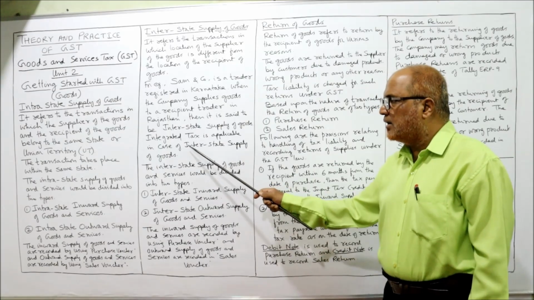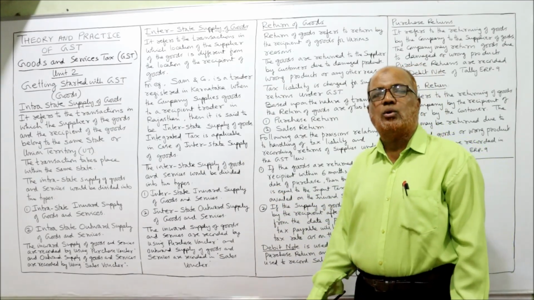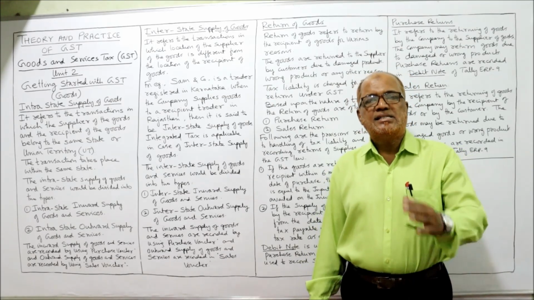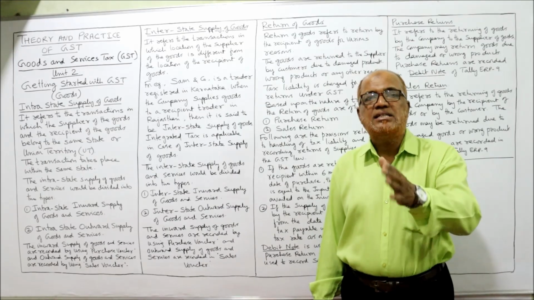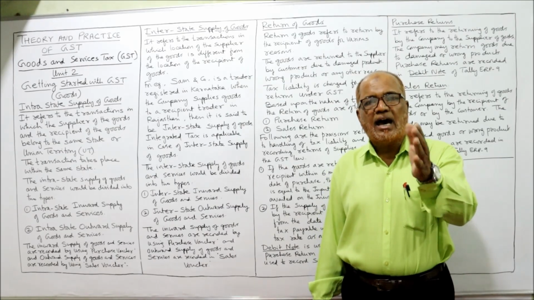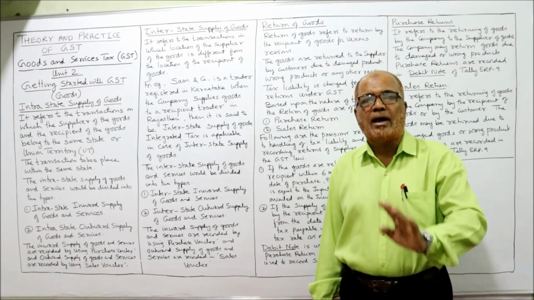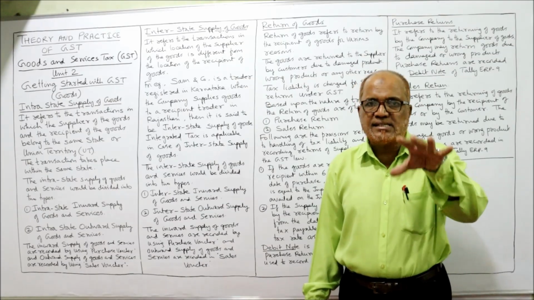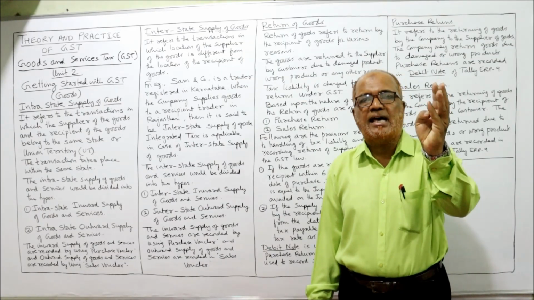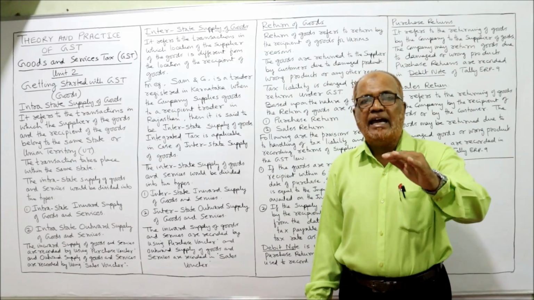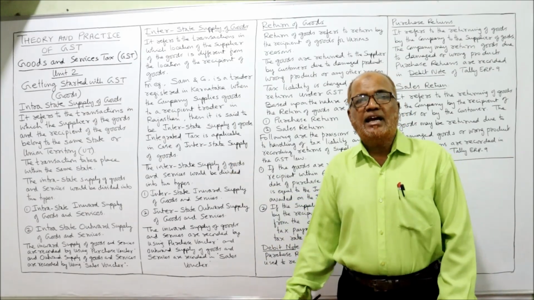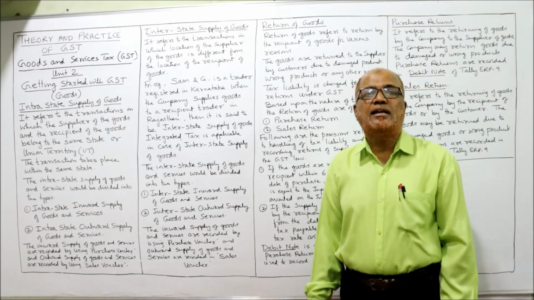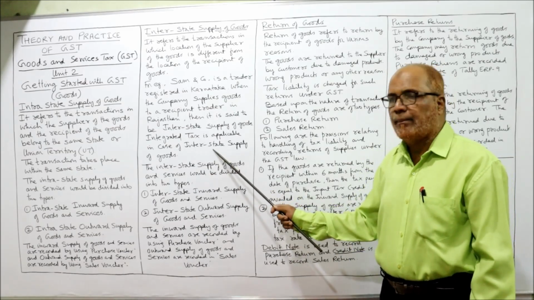Integrated tax is applicable in case of interstate supply of goods. I told you in the previous first video, three types of GST are there: CGST, SGST, IGST. CGST and SGST will apply for intrastate. Within the same state we apply CGST, SGST, whereas if it is interstate supply of goods and services, we apply IGST, integrated GST.